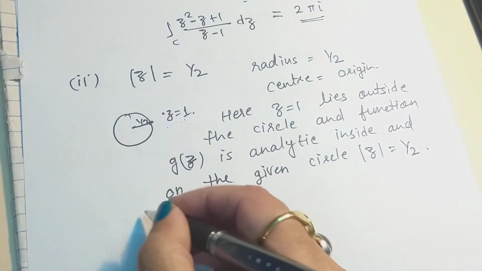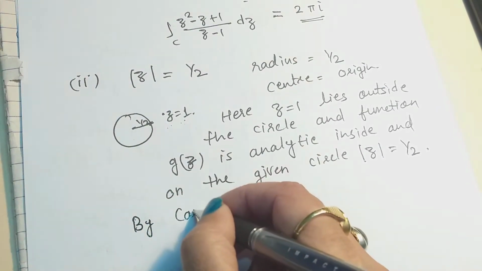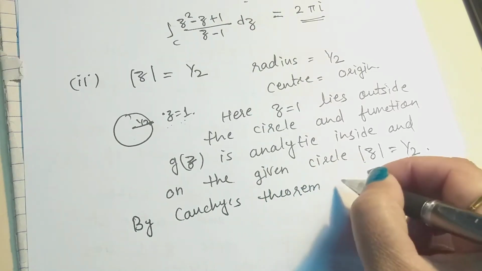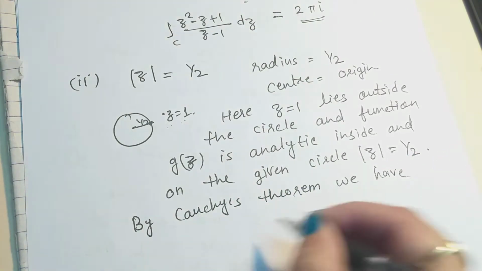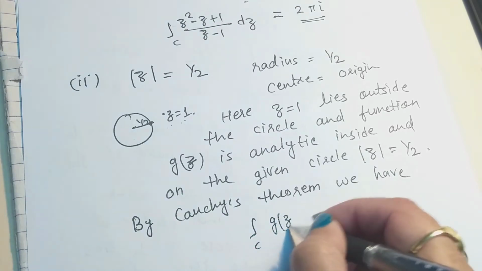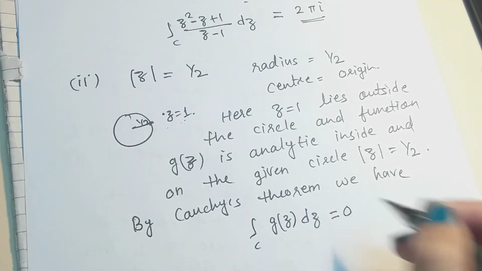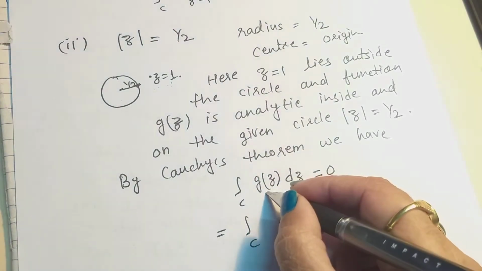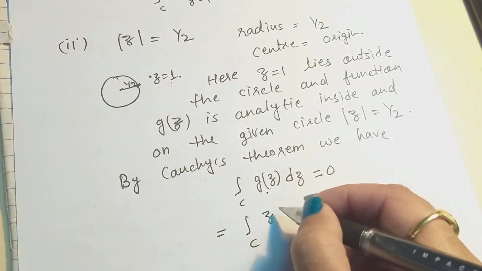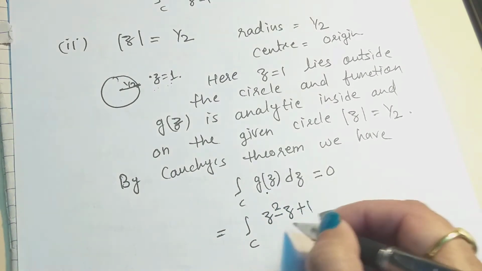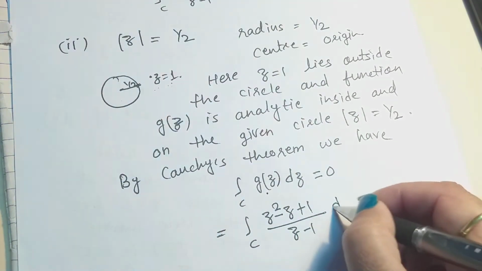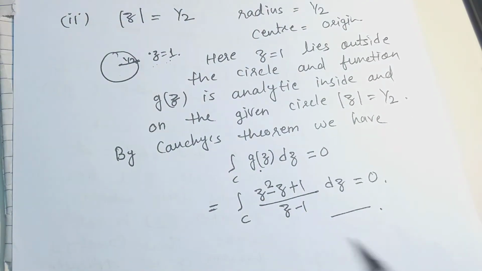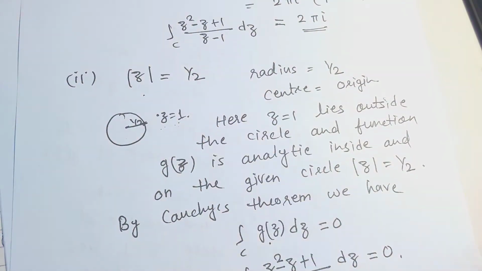Okay, so by Cauchy's theorem, we have integral of g(z) dz is equal to 0, or we can say, we put the value of g(z) here, integral of (z square minus z plus 1) divided by (z minus 1) dz is equal to 0. Okay, for this given circle, right?